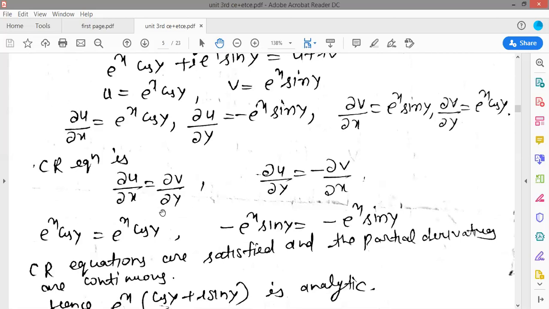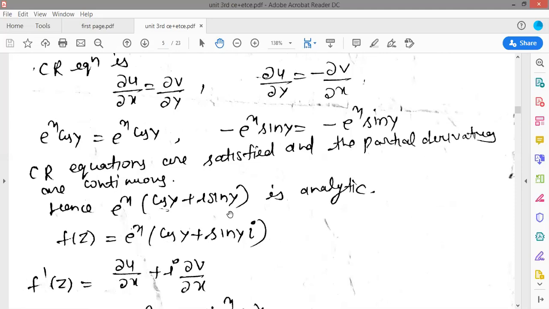If this condition is satisfied, left hand side is equal to right hand side here, and also here left hand side is equal to right hand side. That means the CR equations are satisfied and the partial derivatives are continuous. So hence we can say our given function is analytic.